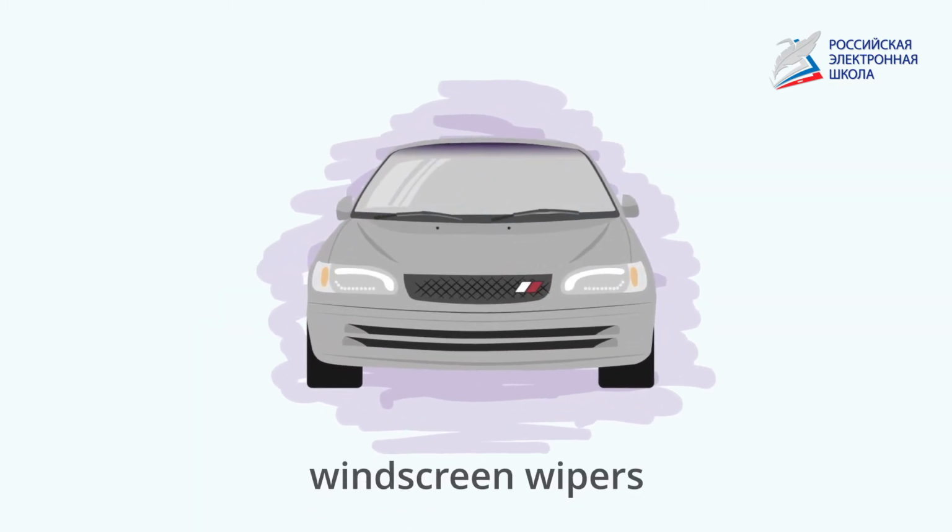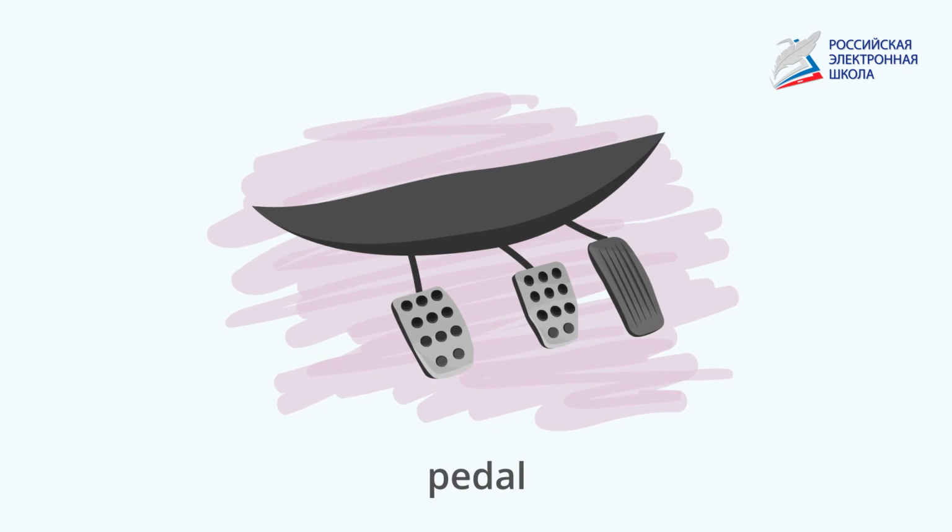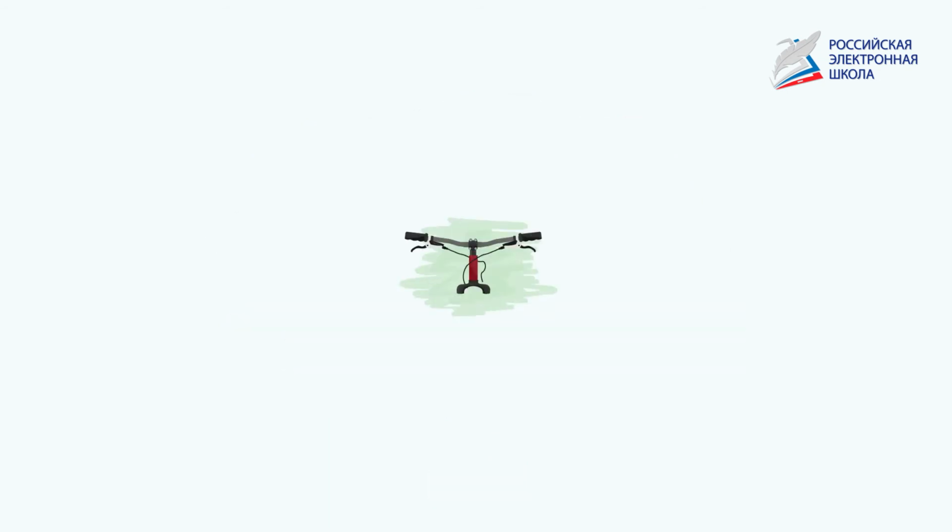Windscreen wipers. A long thin tool that moves across a vehicle's windscreen to wipe the rain off it. Pedal. A part that you push with your foot in order to operate a bicycle, vehicle, or machine.